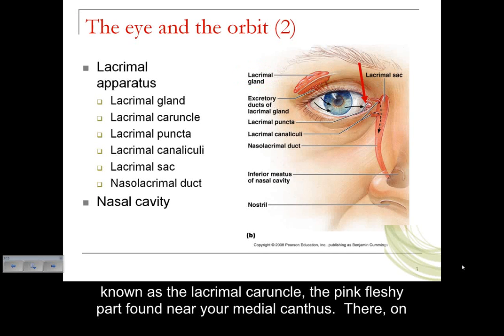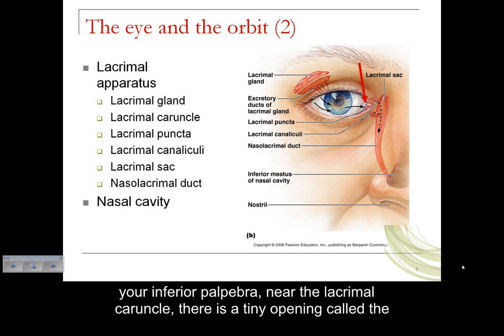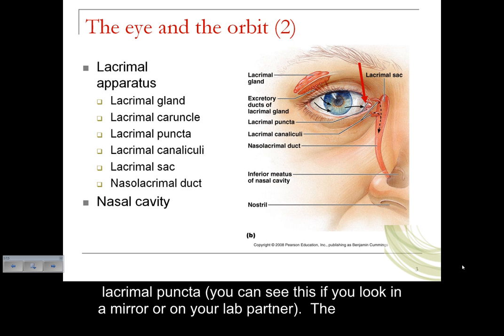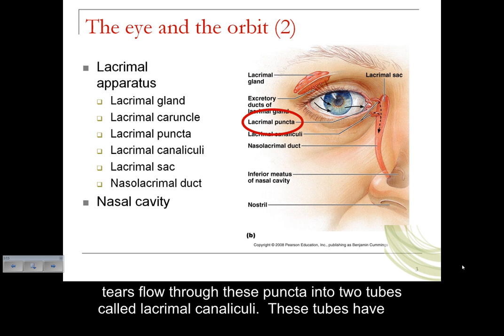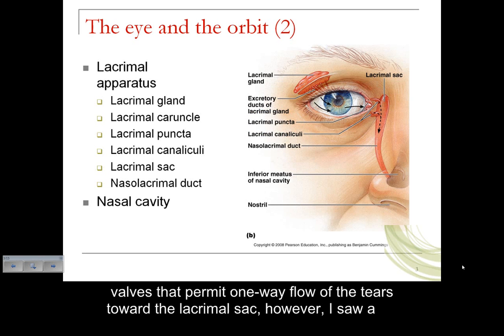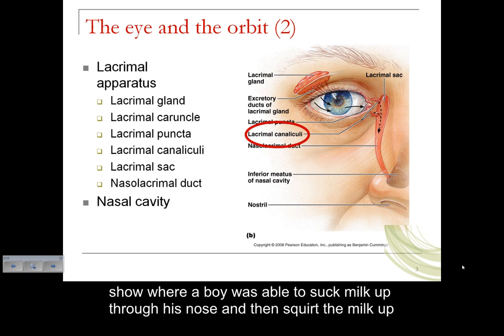This is the pink fleshy part found near your medial canthus. There, on your inferior palpebral, near the lacrimal caruncle, there is a tiny opening called the lacrimal puncta. You can see this if you look in a mirror or on your lab partner. The tears flow through these puncta into two tubes called lacrimal canaliculi. These tubes have valves that permit one-way flow of the tears toward the lacrimal sac.